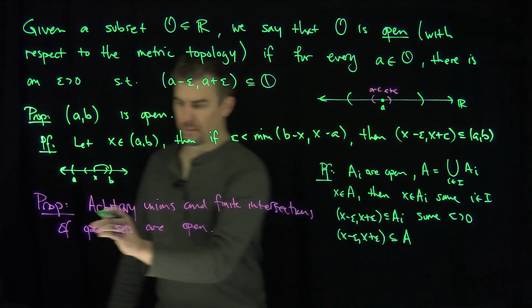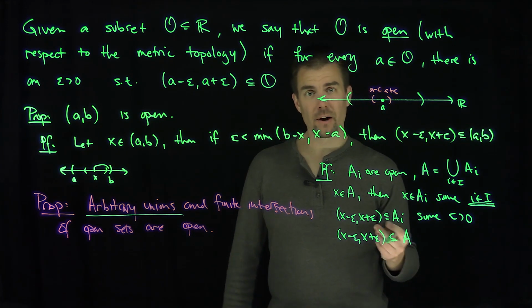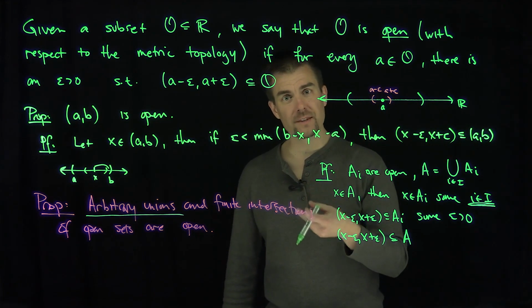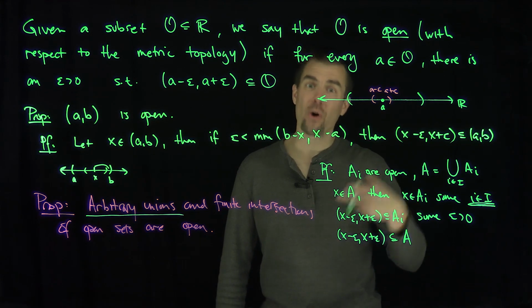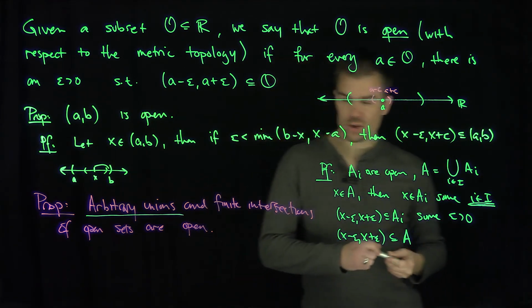So that's the first part of our statement, that arbitrary unions, it didn't matter how large my indexing set was, as long as X is in one of the open sets, there's going to be an interval that's contained in that open set that will be contained in the bigger union. And finally, for intersections, we can see what to do.